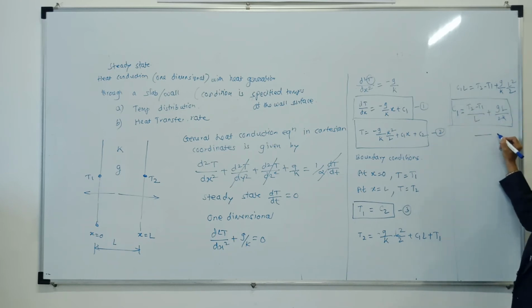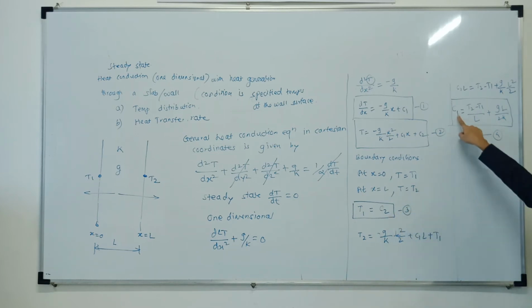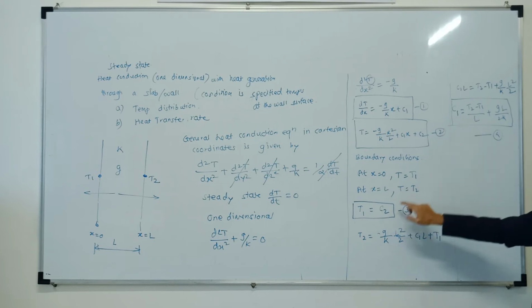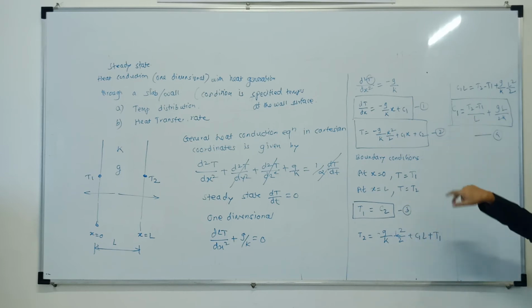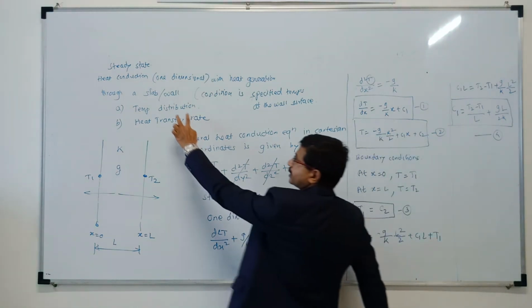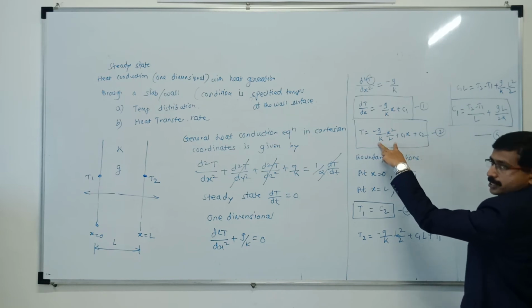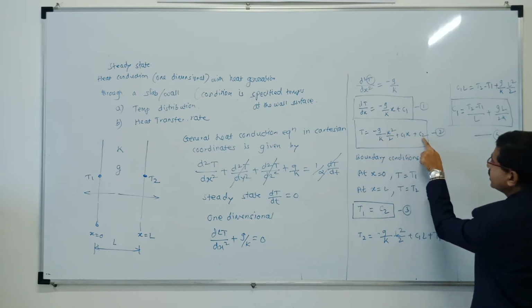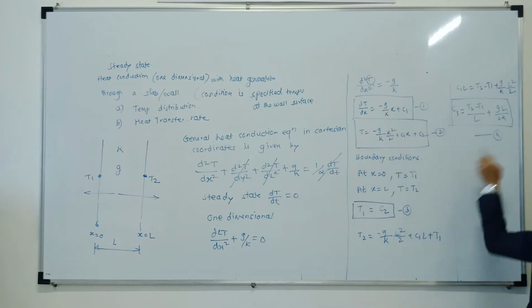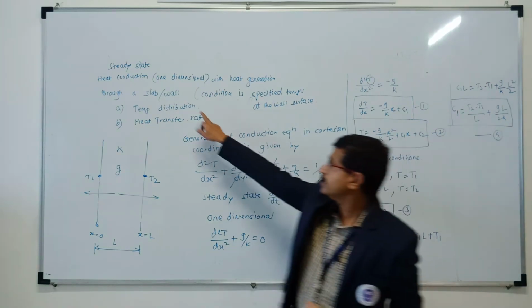And this is equation number 4. Now I have both the values of c1 and c2. These two values I am going to put in equation number 2 because I am interested to get the temperature distribution. So temperature distribution is here. I am going to put the values of c1 and c2 from expressions 3 and 4 to get the equation 2 for temperature distribution.